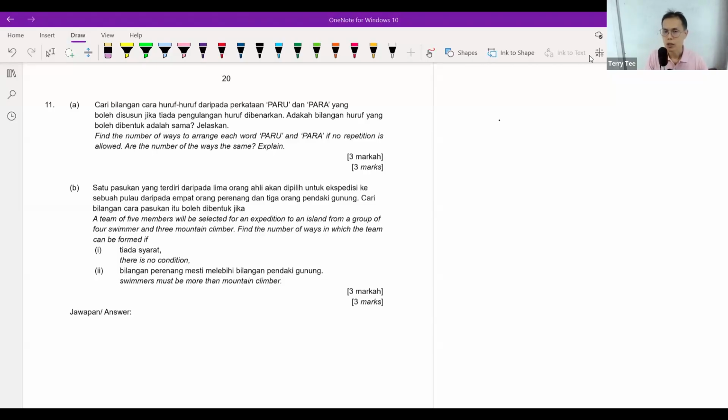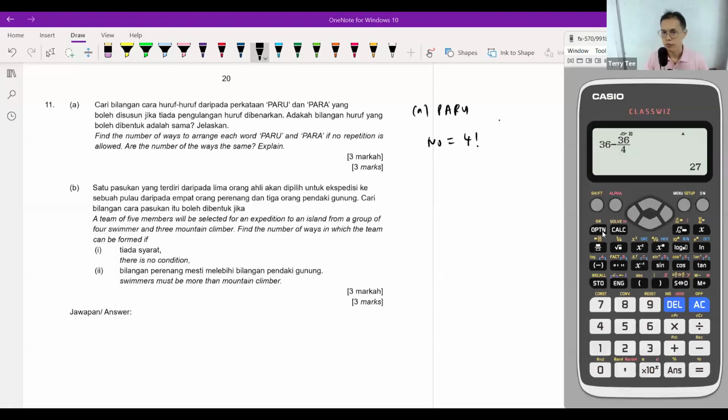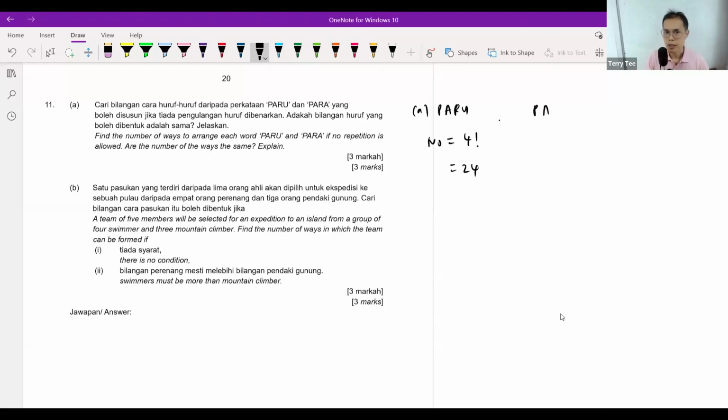So how many ways to arrange 4 different letters? The number of ways is 4 factorial. You use your calculator. 4 factorial is 24. It is 4 times 3 times 2 times 1. Answer: 24. Now let's talk about PARA. In PARA, you have 2 identical letters. The number of ways to arrange is 4 factorial.